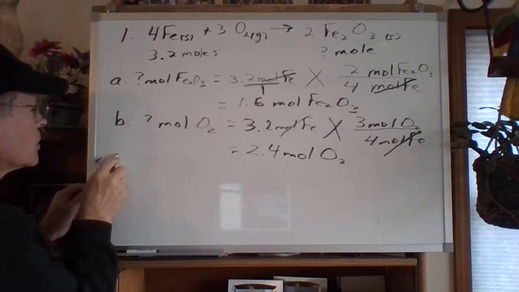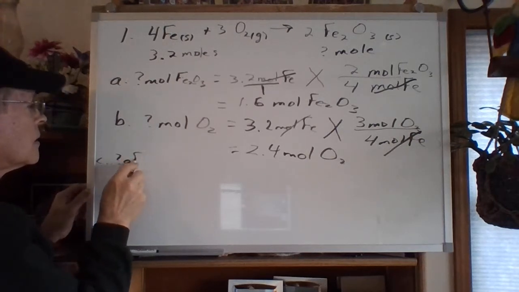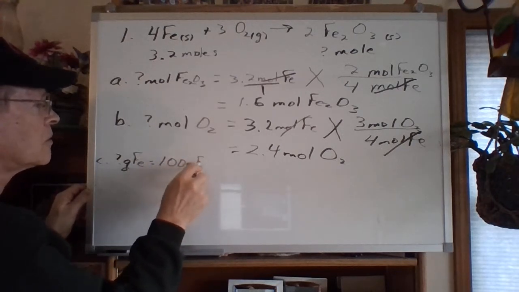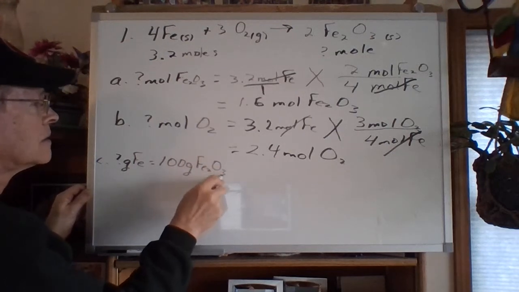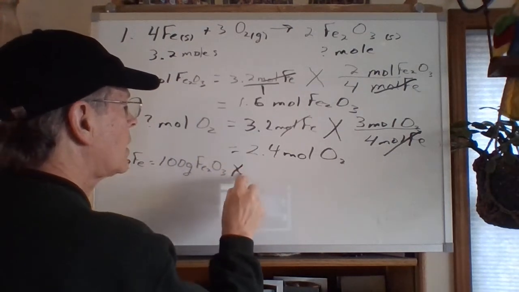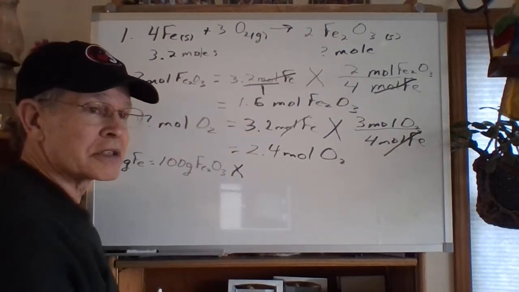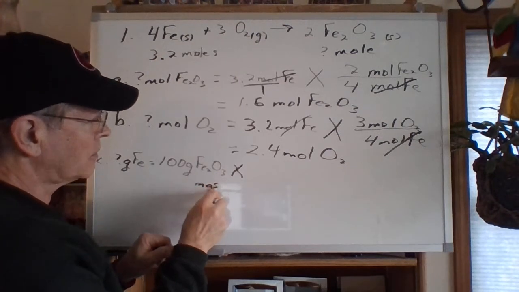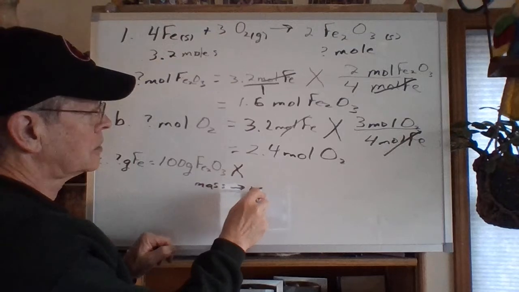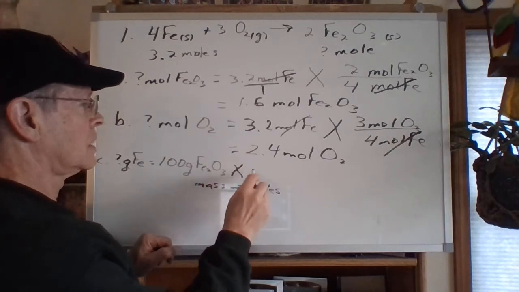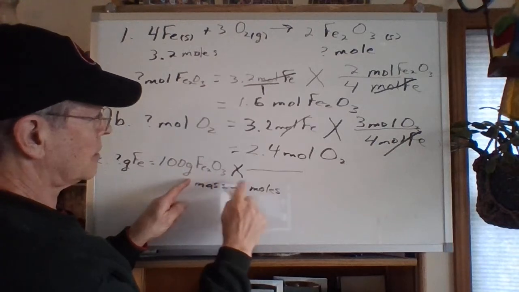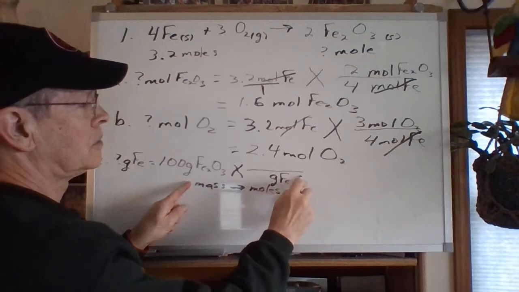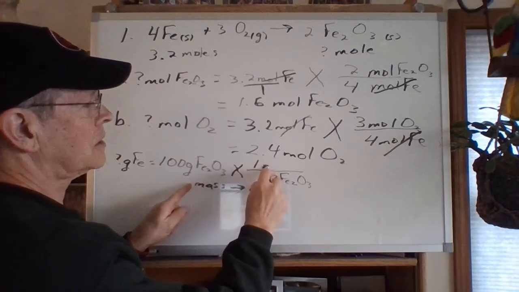C, the question: how many grams of iron are going to be needed to make 100 grams of rust, iron oxide? Well, in order to use the balanced equation, I have to have moles. So the first thing is we take our mass and convert it to moles. In this case, we want grams of iron oxide on the bottom to be factored out, and moles of iron oxide on the top.